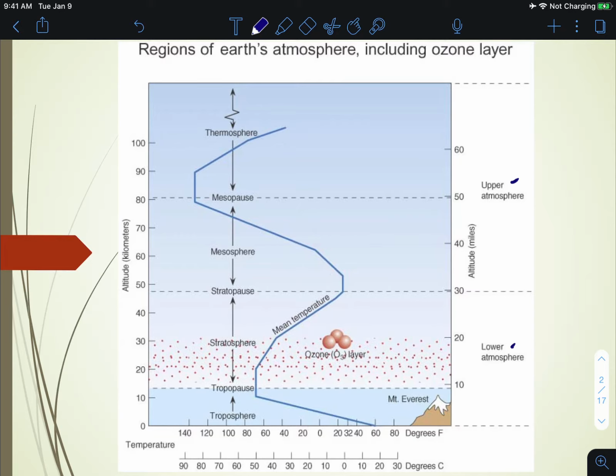That's where all of our pollution is. That's where all of our weather is. That's where all of our planes fly. So the top two regions I'm not going to spend much time on.